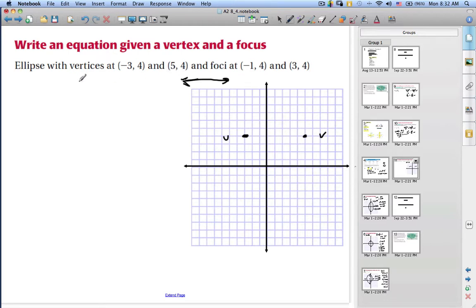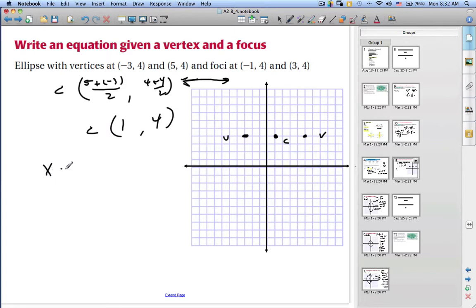And I know that my center is halfway between these. So if I find my center, I know that it's going to be the midpoint between these guys. So we could use the midpoint formula, right? 5 plus negative 3 divided by 2, and then 4 plus 4 divided by 2, but obviously that's going to be 4, because I'm moving in a horizontal line. 5 and negative 3 is 2, 2 divided by 2 is 1. So my center is at 1, 4 right here.